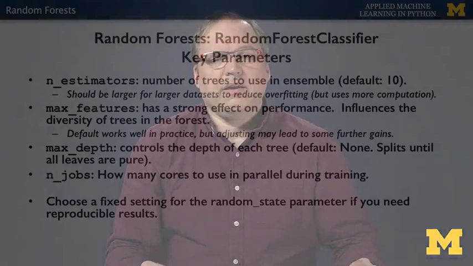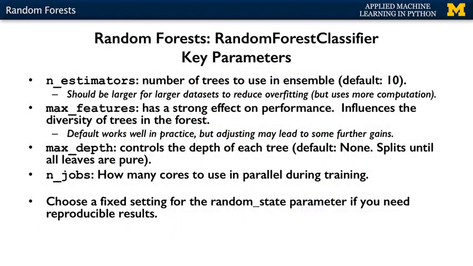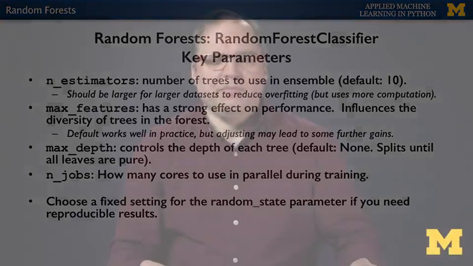Finally, given the random nature of random forests, if you want reproducible results, it's especially important to choose a fixed setting for the random_state parameter. In the examples we've shown here, we typically set random_state to 0, but any fixed number will work just as well.